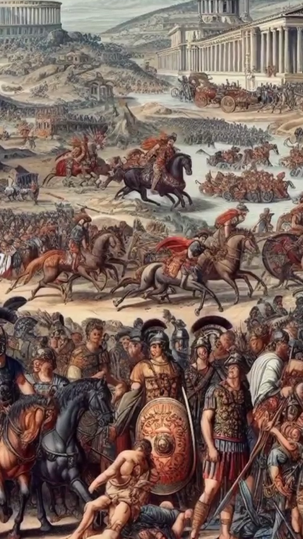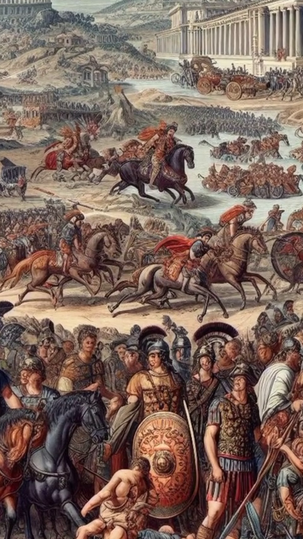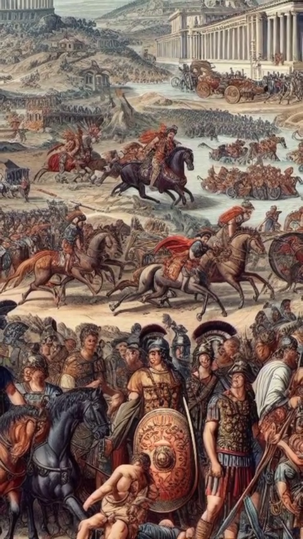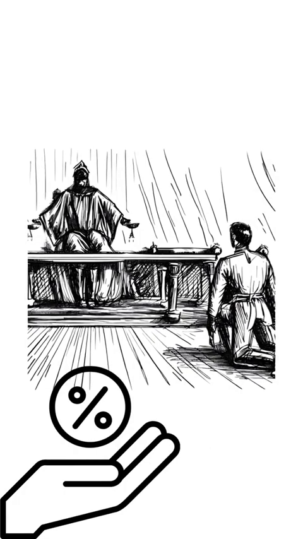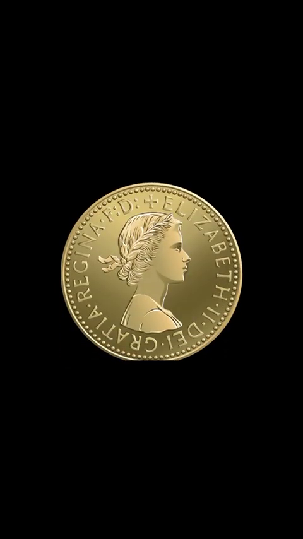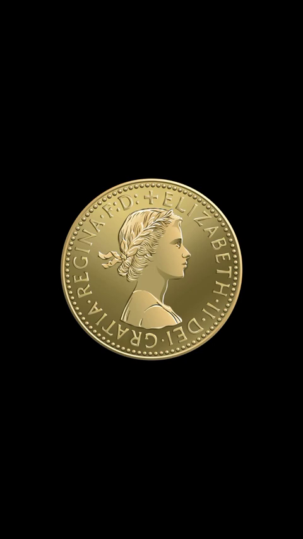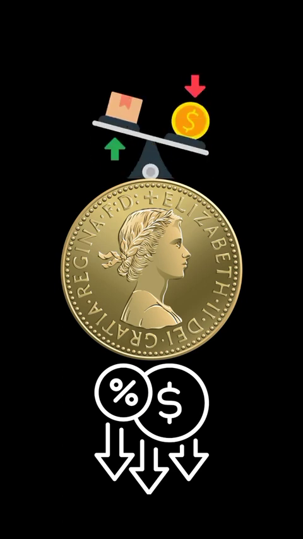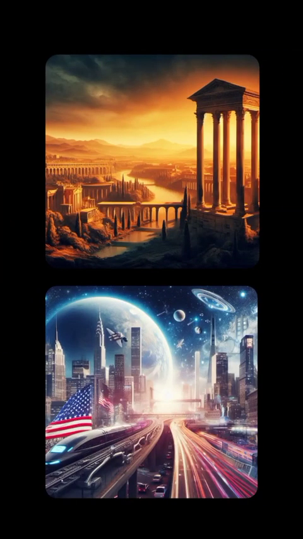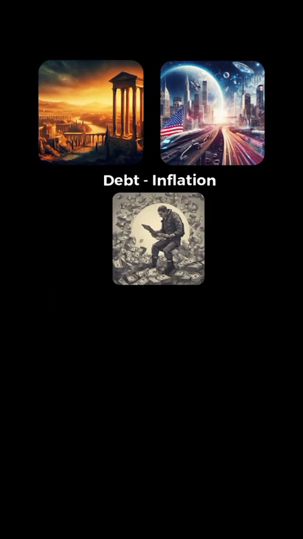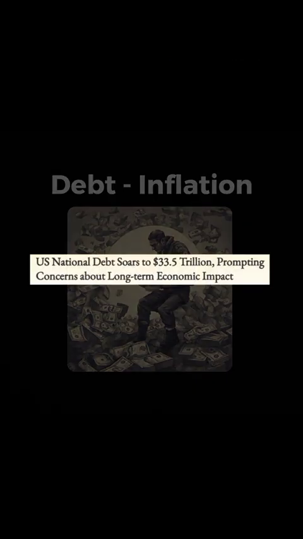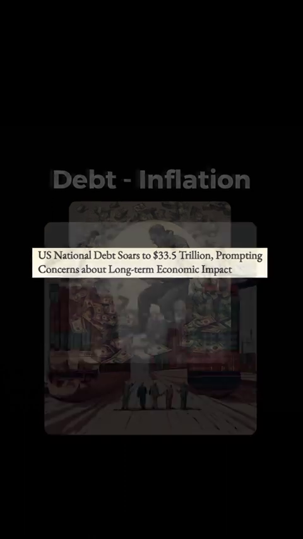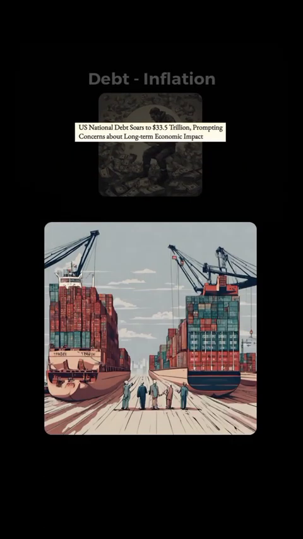The Roman Empire spent excessively on wars, trying to conquer new territories and defend its borders. However, these wars were costly, leading the empire to borrow money from wealthy citizens and foreign allies at high interest rates. The empire also printed more money to cover its expenses, resulting in devalued currency and inflation. Both the American Empire and the Roman Empire suffered from debt, inflation, taxation, and trade deficit. The American Empire has accumulated more than $33 trillion in national debt, faces inflationary pressures, and relies on borrowing money from rich citizens and foreign allies to finance its spending.